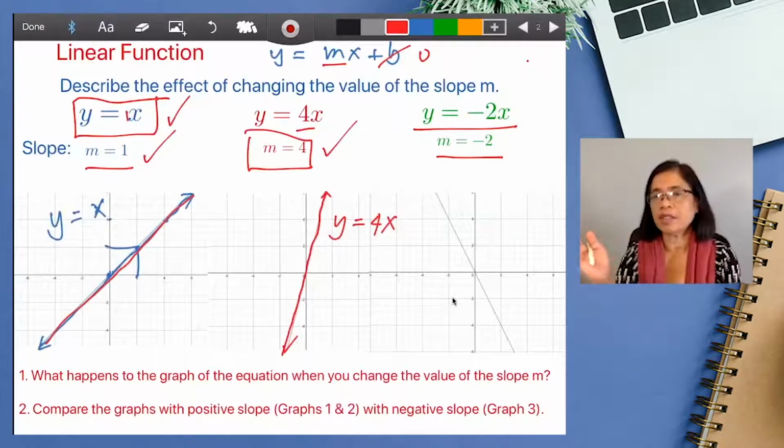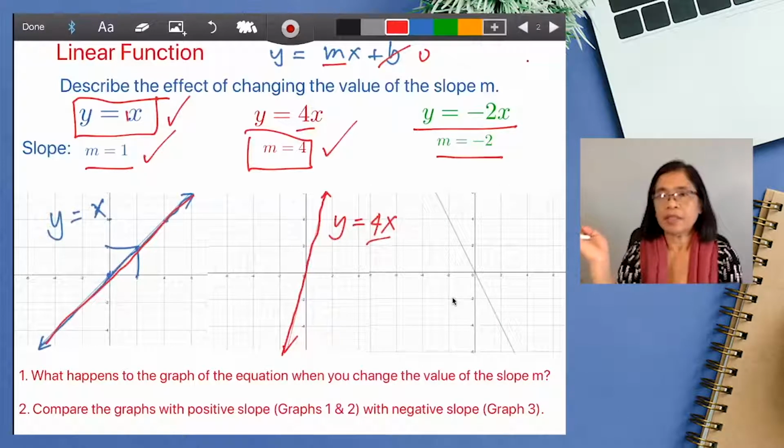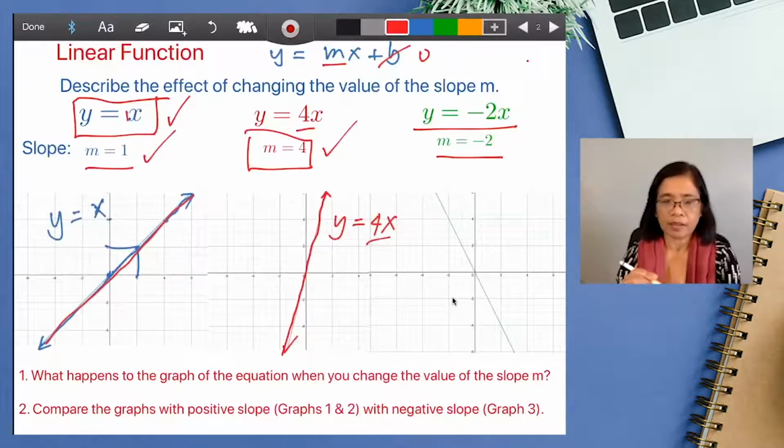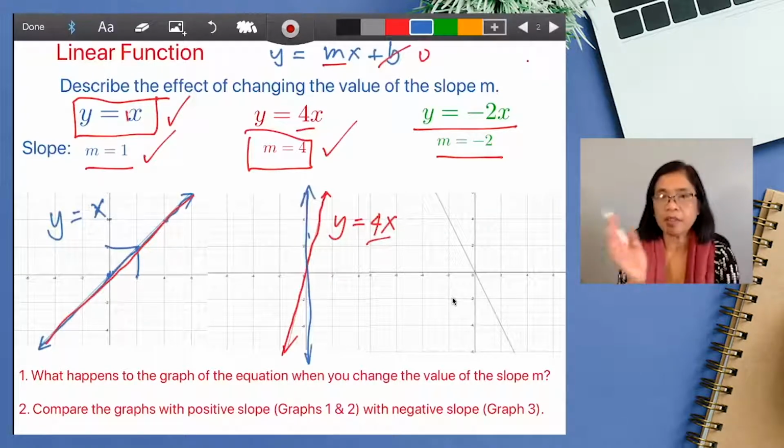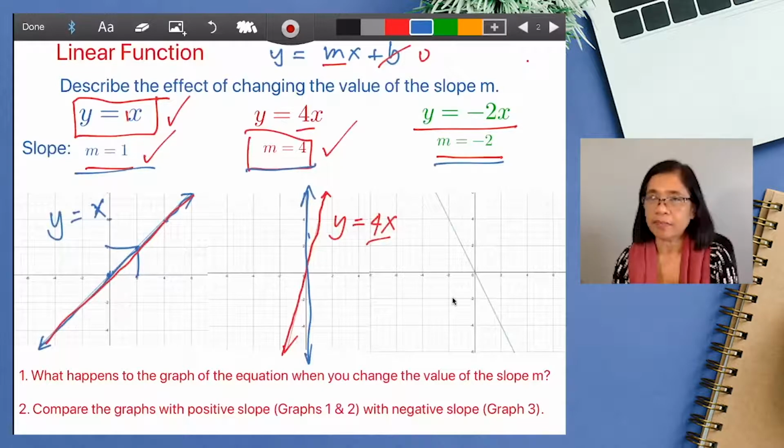So as you increase the value of the slope m, the line becomes steeper and approaches the y-axis. Okay, it becomes steeper. And if we compare these two graphs, both of them have positive slopes. We compare this to the line whose slope is negative.